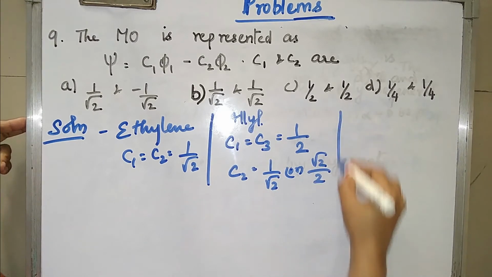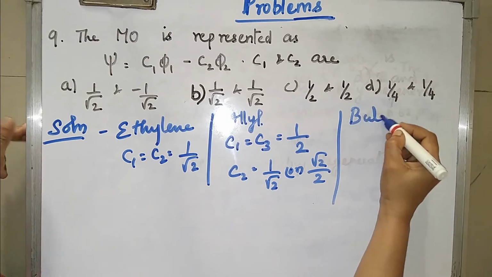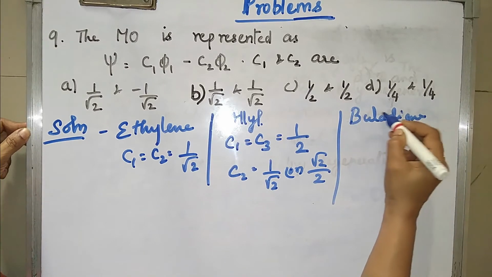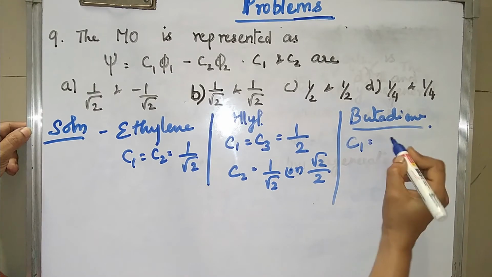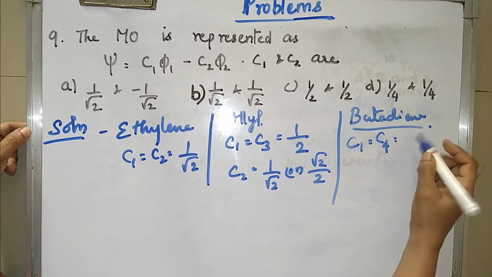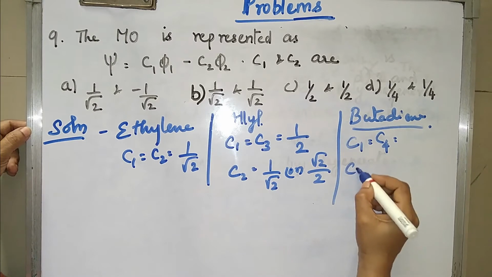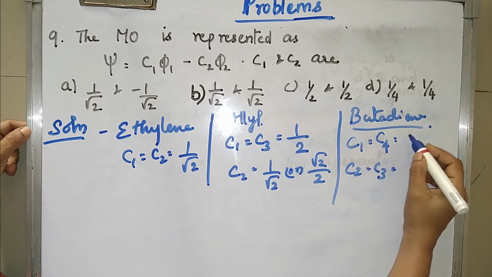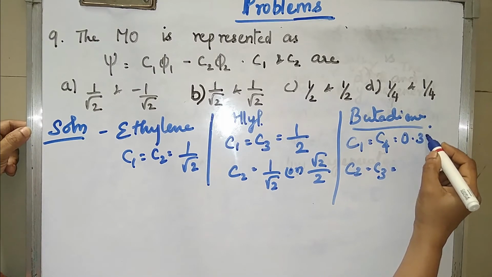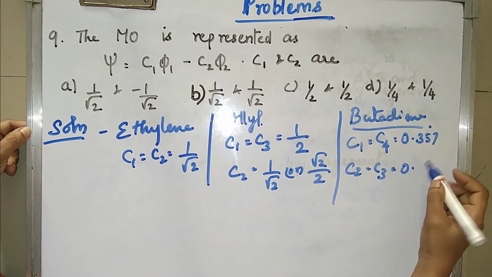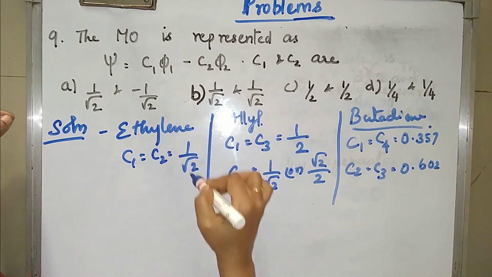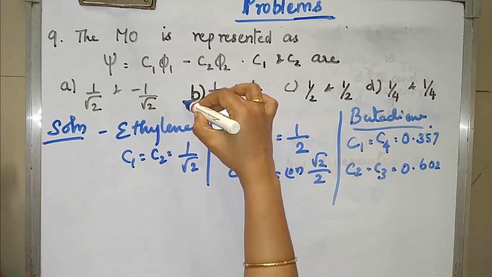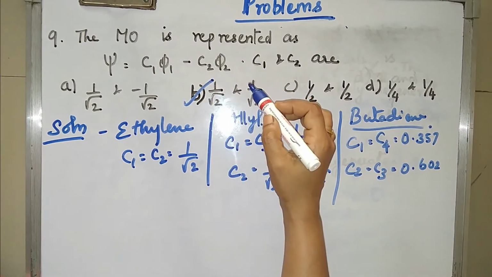Both are equal. And for butadiene, I already said this in a previous video, you just check it. C1 and C4 are equal, and C2 and C3 are equal. That I'll set as 0.357 and 0.602. These are all what I already said. For this case, this is the answer. We will see the next sum.